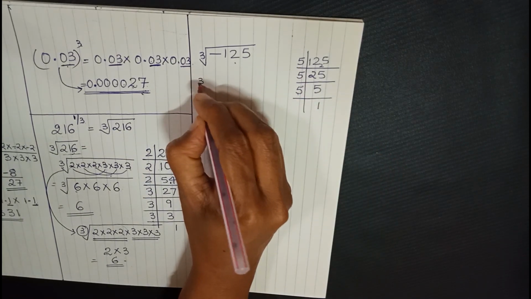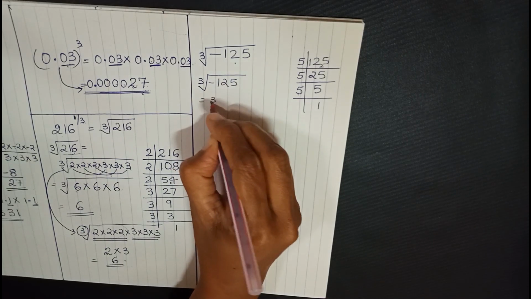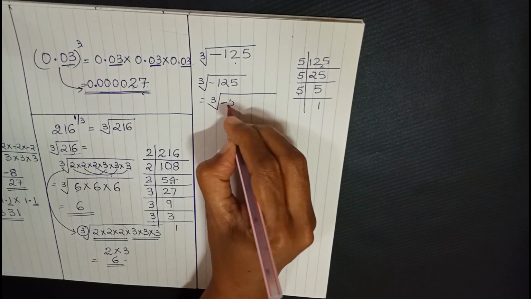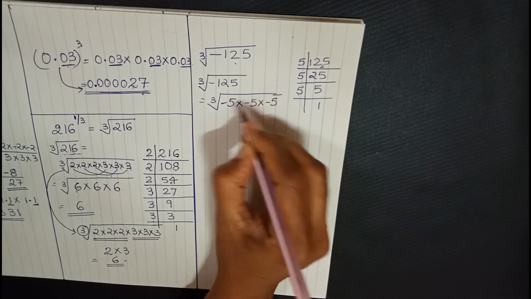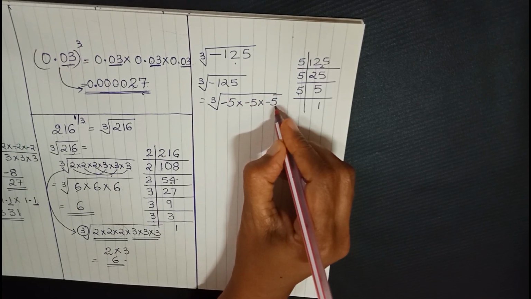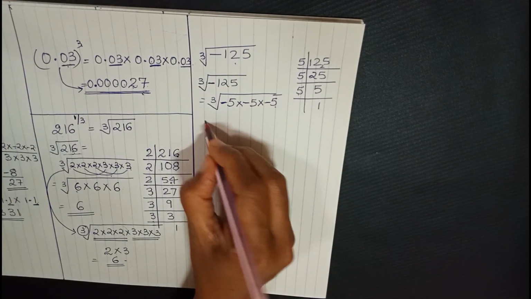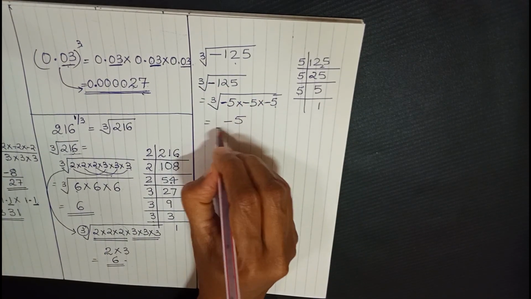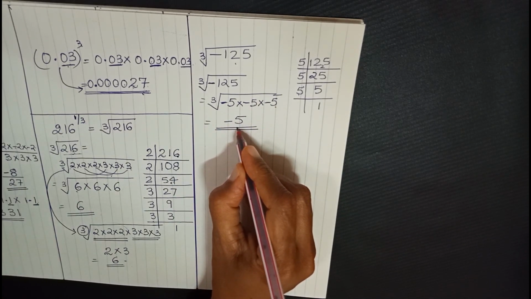So now this can be written as minus 5 into minus 5 into minus 5. 5 5s are 25, 25 5s are 125. This is negative, so we put all negative signs and the answer that we get is minus 5. We have it 3 times, we remove it once, right?